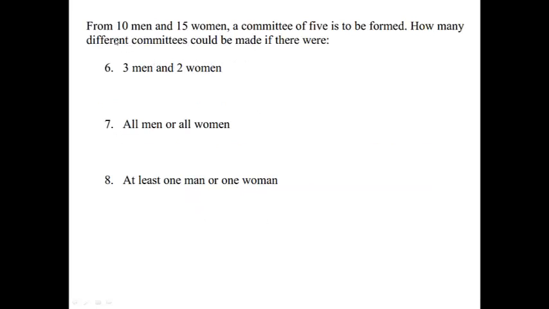Number 6, 10 men, 15 women, and a committee of 5 are to be formed. How many of these are possible if we want to pick 3 men and 2 women? Well, you really have 10 choose 3 and 15 choose 2, so there's 12,600 different ways. How about all men or all women? Well, all men would be 10C5, plus 15C5 for the women, and that'll be 3,255.